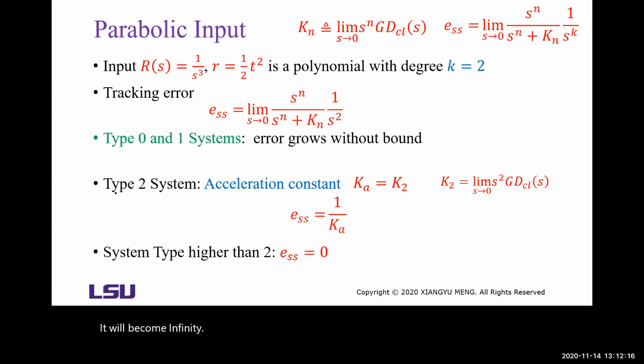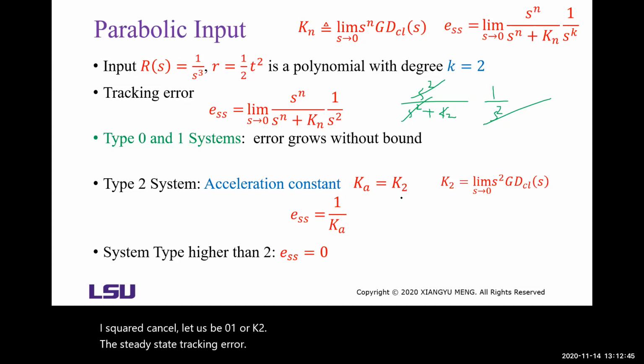Then for type 2 system, n is 2, s squared plus K_2, times 1 over s squared. s squared is cancelled. Let s be 0. 1 over K_2 is the steady state tracking error. We also call K_2 K_a, the acceleration constant.